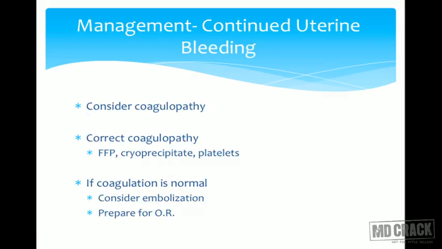If the patient still continues to bleed after managing the atony, after ruling out trauma to the cervix, vagina, and uterus, then think of coagulopathy. Maybe that's the reason. Investigate, confirm. If there is coagulopathy, then you have to correct it with blood transfusions as well as FFP, cryoprecipitate, and platelets. If coagulation is normal, then consider embolization.